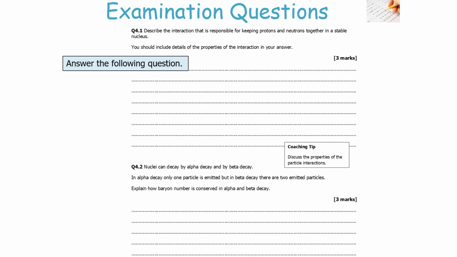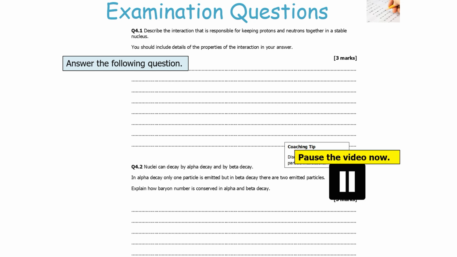Right, next question. Describe the interaction that's responsible for keeping protons and neutrons together in a stable nucleus, and then nuclei can decay by alpha and beta decay, in the decay where 1 particle is emitted, and beta decay where there are 2 emitted particles. So we've already had a look at this question already.